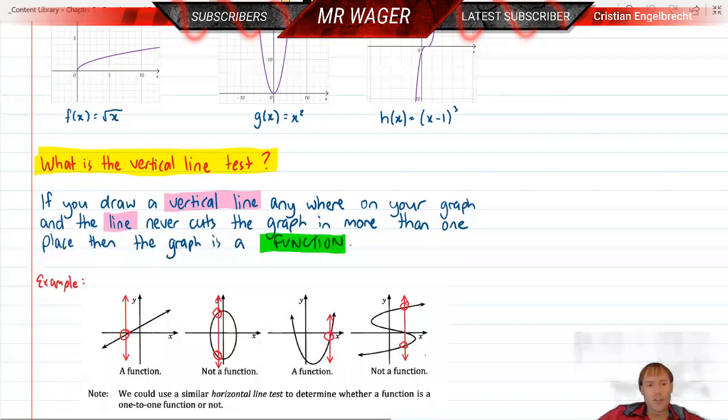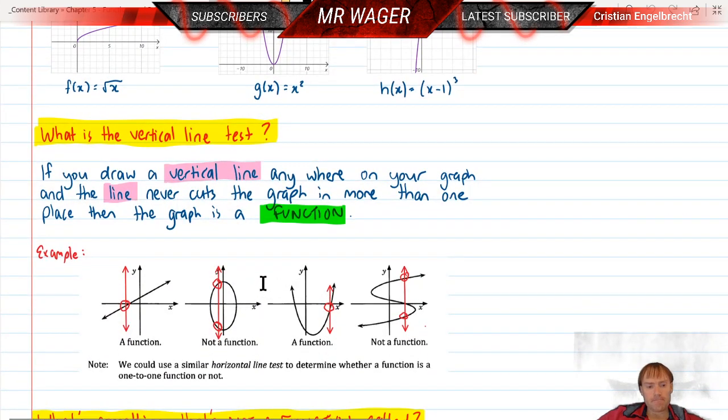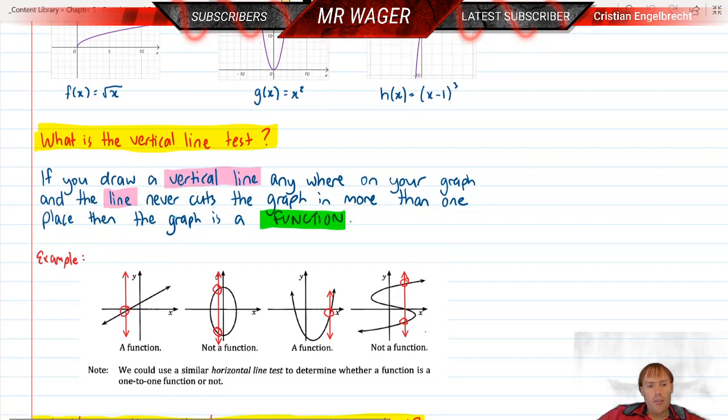So what I mean is I've got some examples underneath here. So I've got, this is just a linear graph, and I've tried to draw in a vertical line in red, and as you can see, the vertical line has just cut the graph in one spot. So this passes the vertical line test. So this means this is a function.